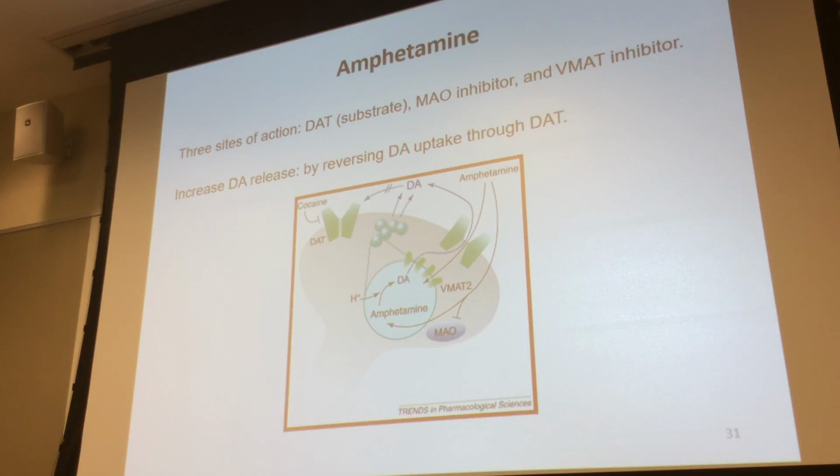Okay, so again, to summarize amphetamine: it works on the dopamine transporter, it also works on the vesicular monoamine transporter, and it also has an effect on the degradation enzyme. But keep in mind that amphetamine works differently from cocaine. Amphetamine causes dopamine increases through efflux. Cocaine increases dopamine through blockade of dopamine uptake.